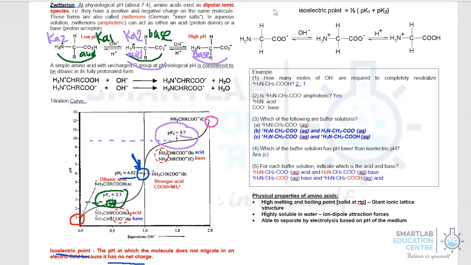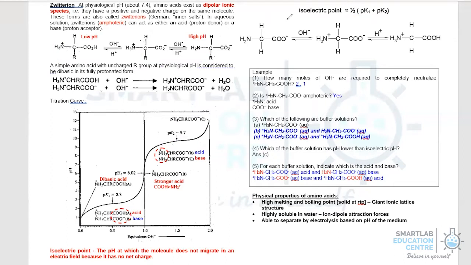It's important to note that your Ka1 is the first dissociation of the amino acid, specifically for the COOH group, while Ka2 is the acid-base dissociation constant for NH3+, and in this case, it's the second dissociation of this amino acid. And finally, the pH of the isoelectric point, which is your 6.02, is in actual fact equal to half the value of your pKa1 plus your pKa2.